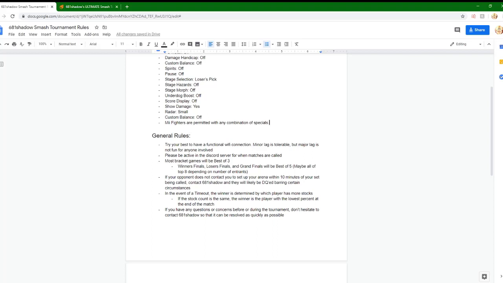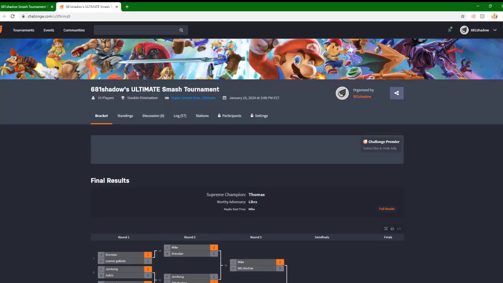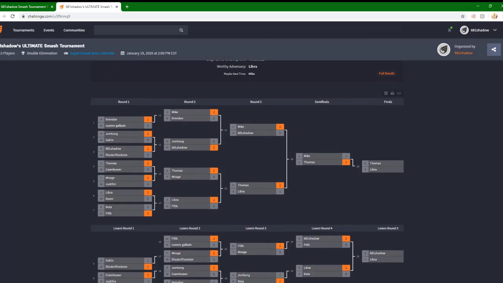Before I move on here, let me show how the bracketing is going to work for best of 3 and best of 5. So here's the bracket from the last 681 Shadow Smash tournament. We had a modest 15 people in the tournament, nothing too crazy. We start out with most of these matches being best of three, meaning you have to win twice against the person to move on. For example, for this match here, we had Brendan versus Cosmic Gallade. I believe Brendan won game one, Cosmic Gallade won game two, and then Brendan won game three.